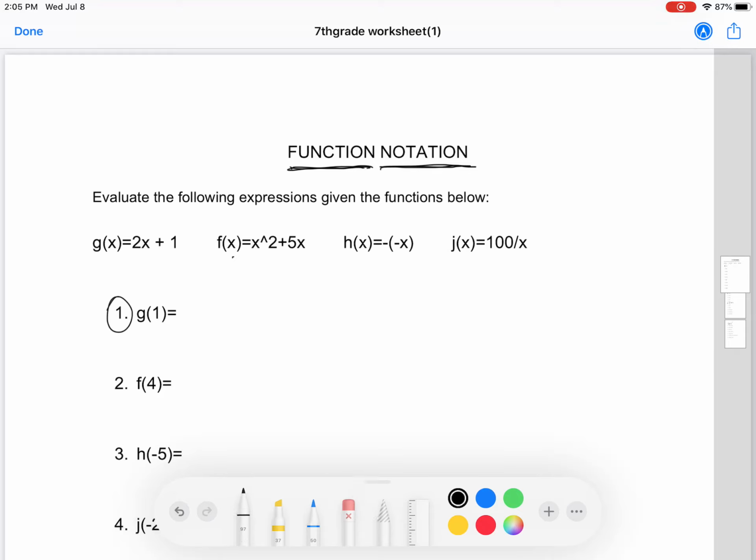So for this instance, this g signifies what function you're going to use. So out of these four functions, which one has g? Right here. So our input is the value 1. This input of x is now going to be represented as 1. So now we can just substitute all the x values by 1. So 2 times 1, 2 plus 1, easy, 3.